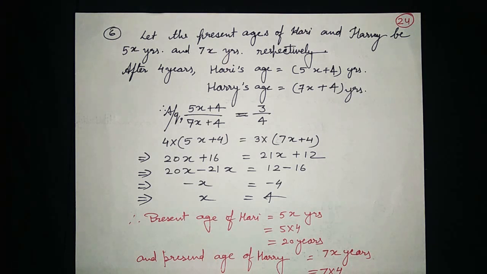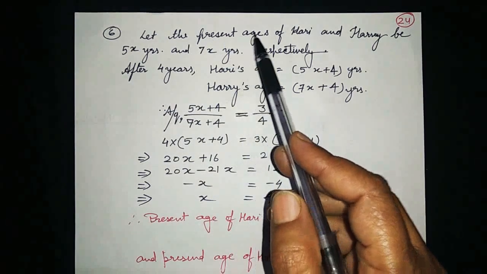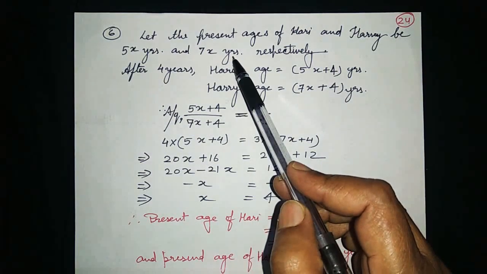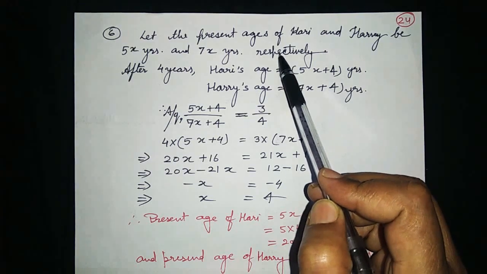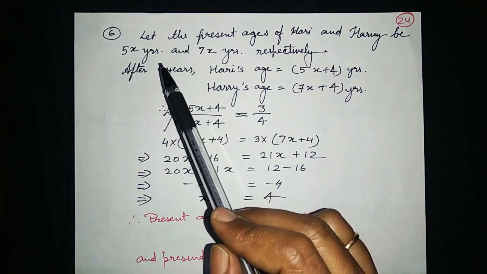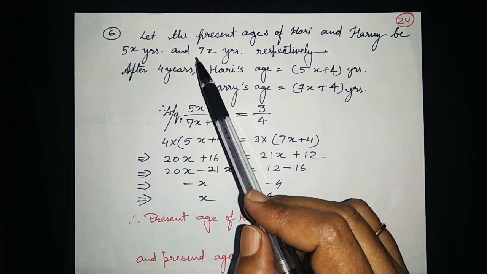We do not know their present ages, but we know the ratio of Hari and Harry's ages. As the ratio is 5:7, so according to the ratio, we will assume their present ages. So here we will write: let the present ages of Hari and Harry be 5x years and 7x years respectively. How have we written this 5x and 7x? According to the ratio. Now one more sentence is there.